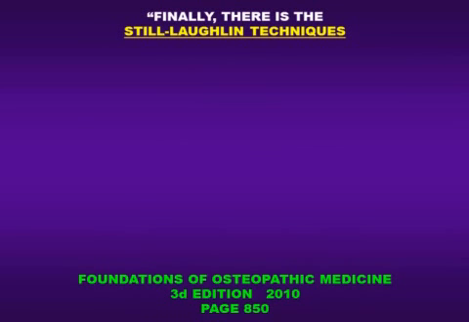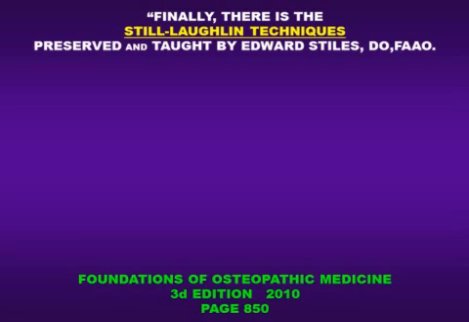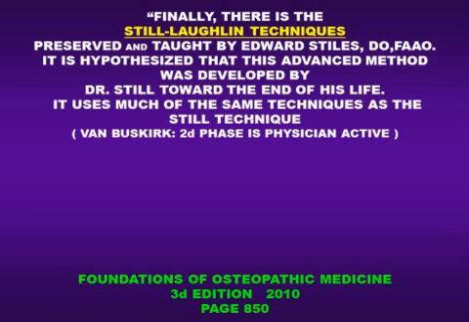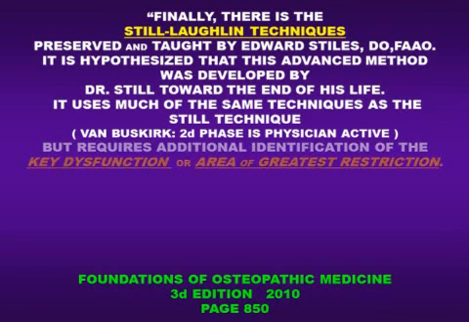On page 850, the Van Buskirk, who wrote the chapters, said, "Finally, there is the Still-Laughlin techniques, preserved and taught by Stiles. It is hypothesized that this advanced method was developed by Still towards the end of his life. It is much the same as the Still techniques that Van Buskirk takes, except what Van Buskirk does, he puts them in the original positioning away from the restrictive barrier, but then he actively brings them back through the restrictive barrier. I think Laughlin, what he did is let the body do that on its own, and I'd rather let the body do it on its own in its own timing and its own way.